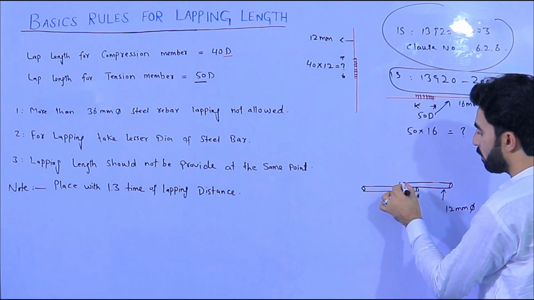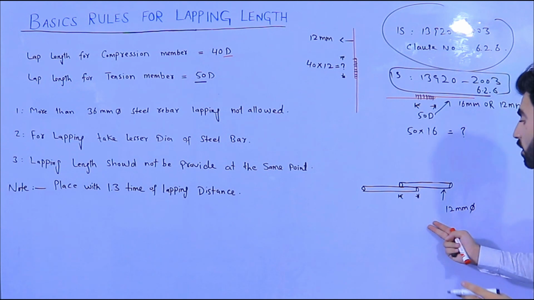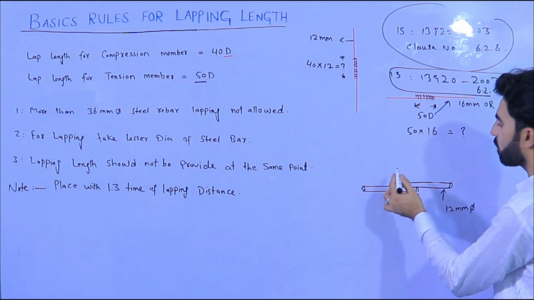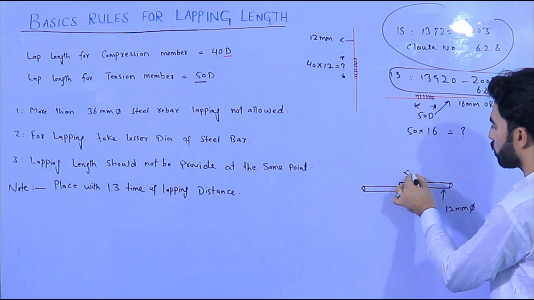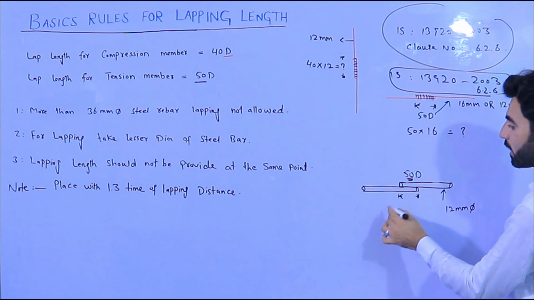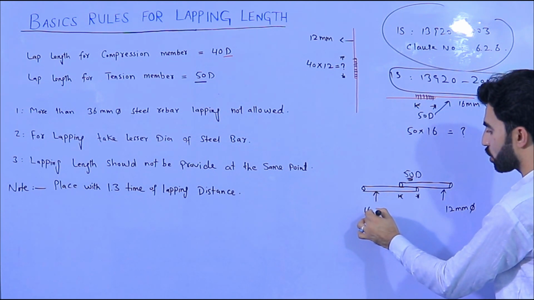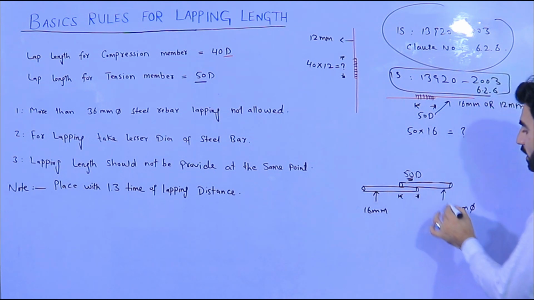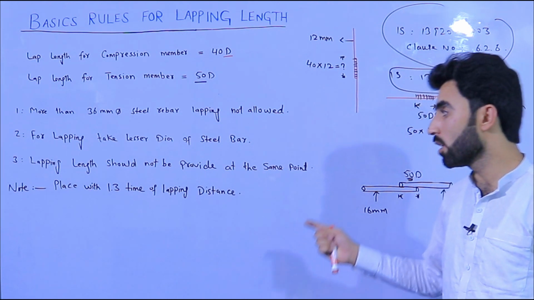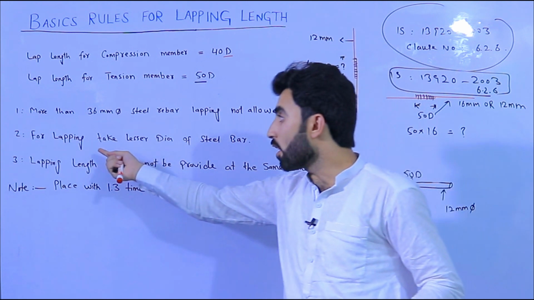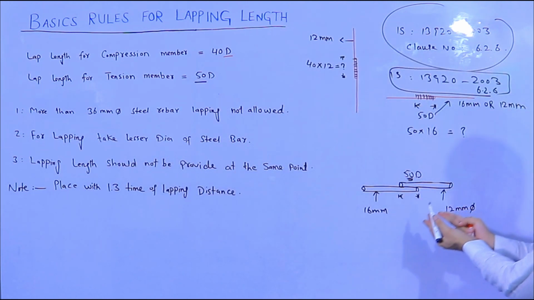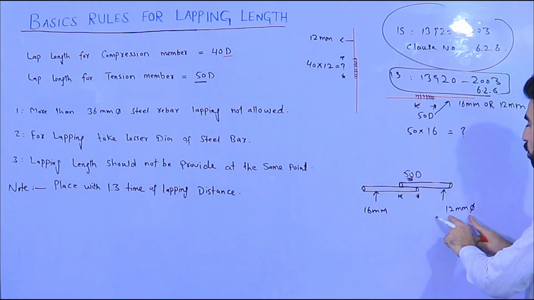Whether in a compression member or in tension, the lapping length, for example, we are using here is 50D. So here, which diameter will we take? This diameter is 16 mm and this diameter is 20 mm. So from the IS code, for lapping take the lesser diameter of steel bar. So we have two diameters of steel bars here. One is 16 mm, the other one is 12 mm.